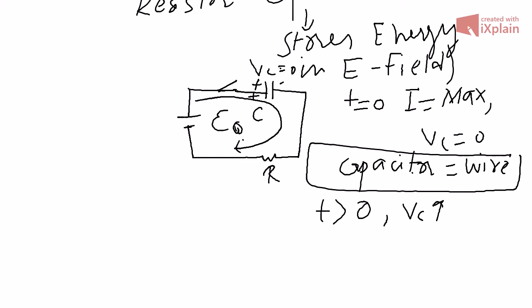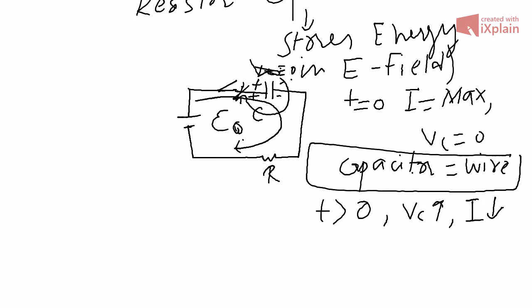So there is positive charge on this plate and negative charge on this plate, equal charges on both plates. So a voltage is developed across this capacitor. That voltage we call Vc. As voltage develops across the capacitor, the current starts decreasing. We can also show that relationship mathematically. So we have a mathematical expression for that.